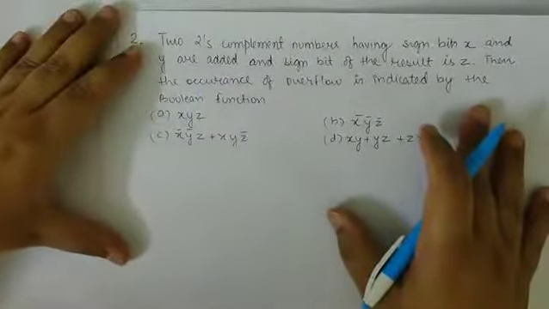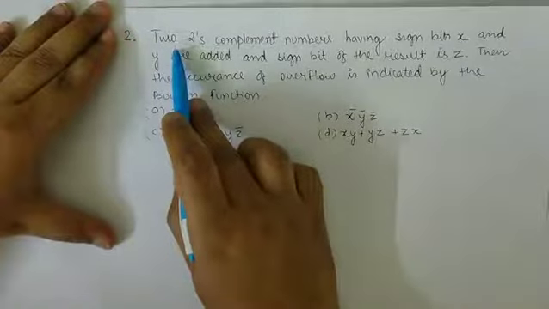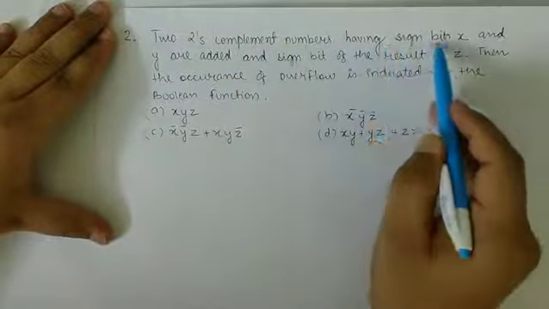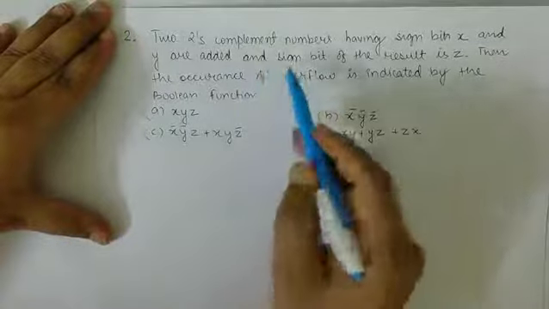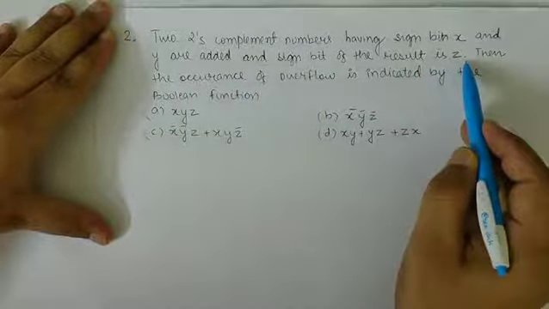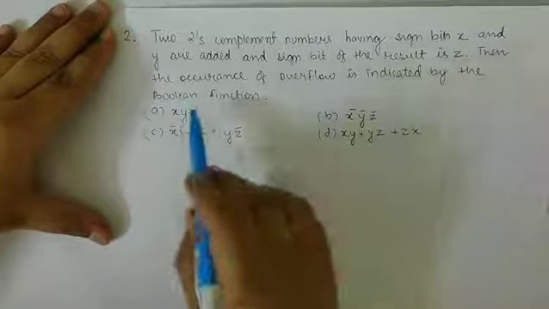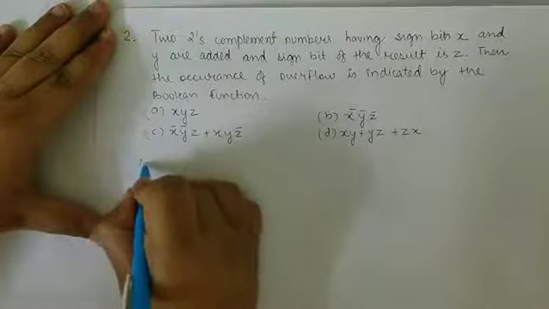Let's move to our second question. The second question is: 2's complement numbers having sign bits x and y are added, and the sign bit of the result is z. Then the occurrence of overflow is indicated by which Boolean function? For this we have to understand what overflow is.